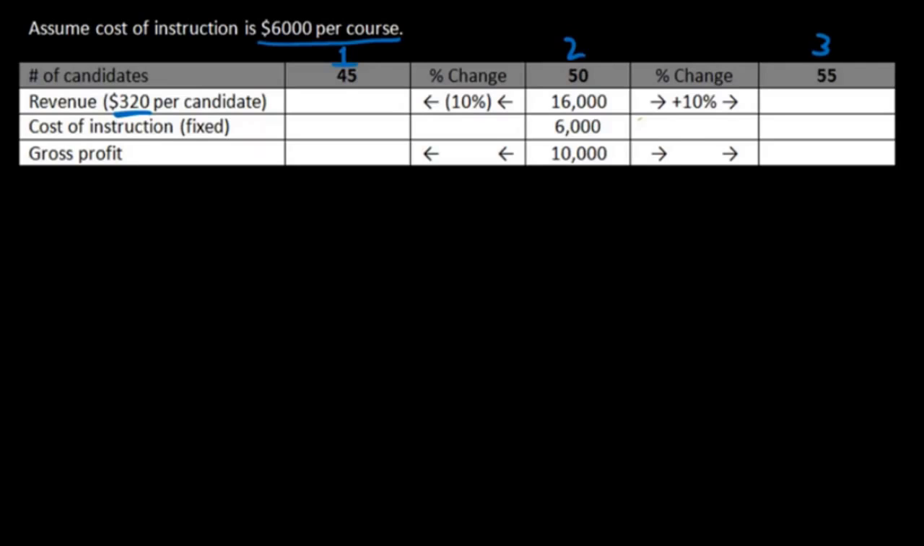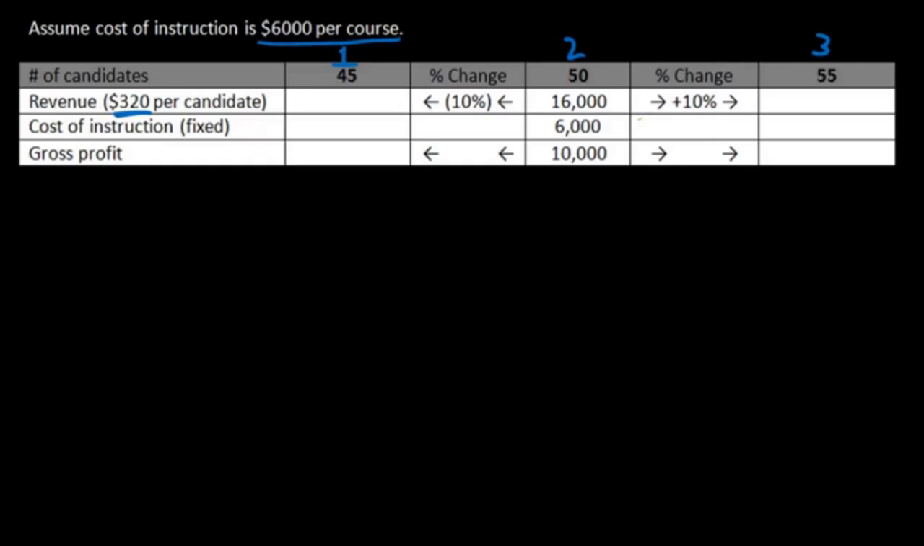If we have 50 students in this course, 50 times $320 is $16,000. So we'll have $16,000 of revenue. Our cost is fixed, so our cost is $6,000. That is for the instructor. So our gross profit would be $10,000.